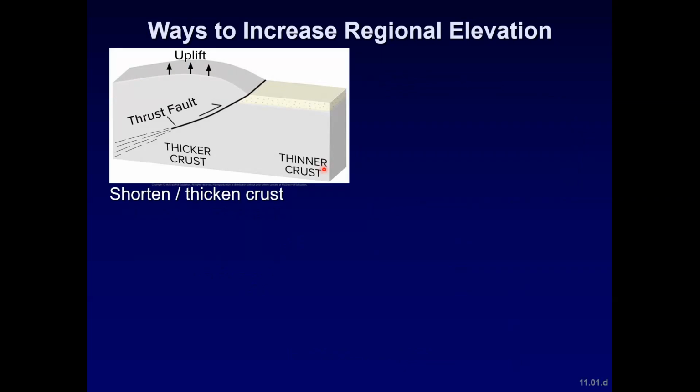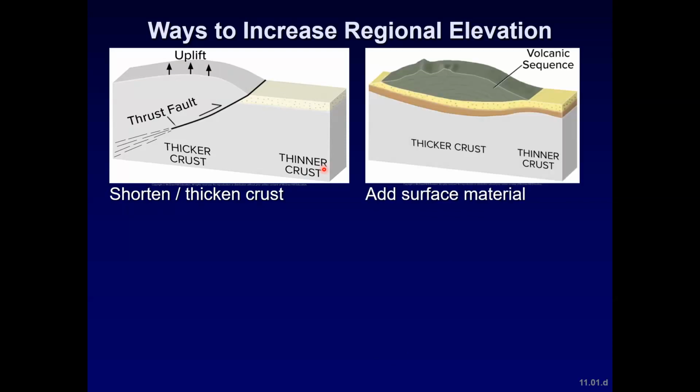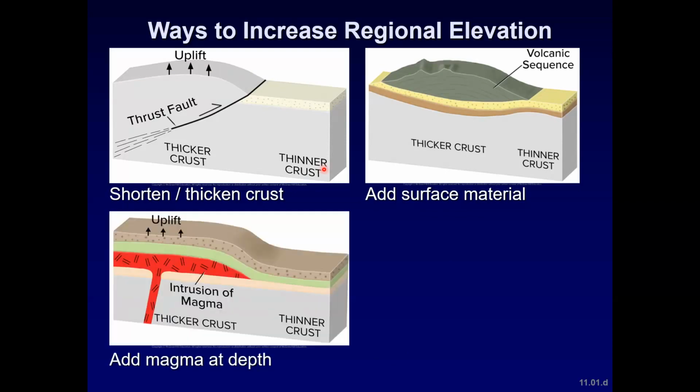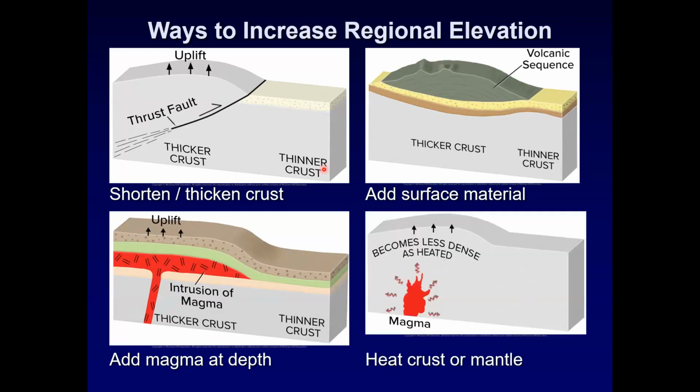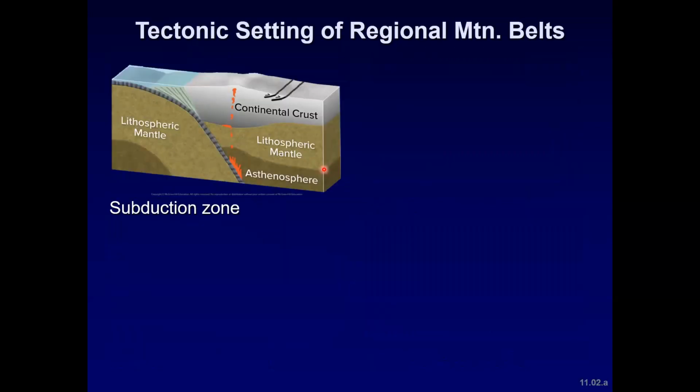So to increase regional elevation, you can shorten or thicken the crust through a thrust fault. You could add surface material, like through a volcanic eruption, and it heats up the crust too, so that'll add elevation. You can add magma from beneath with an intrusion, and we'll see rocks expanding because of that. If you simply heat the crust or mantle, you have less dense material now with heat, and elevation should rise.